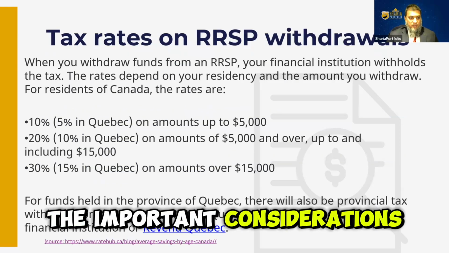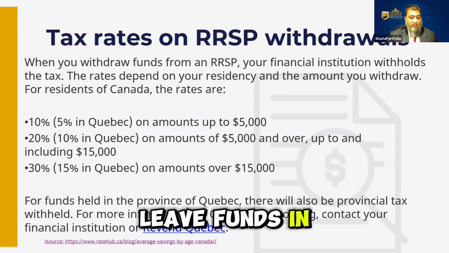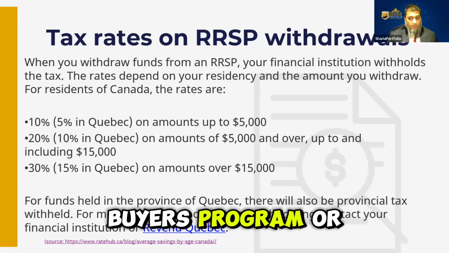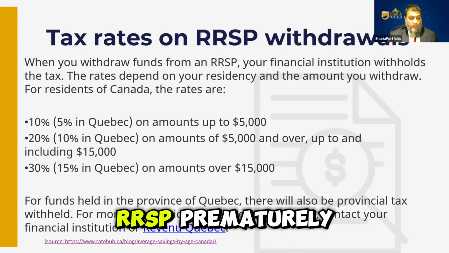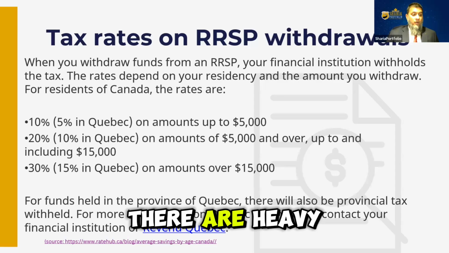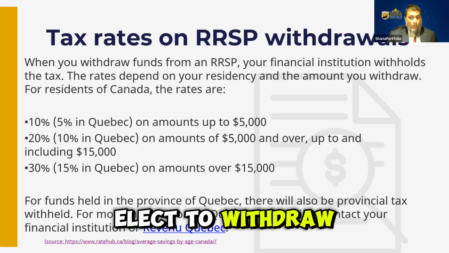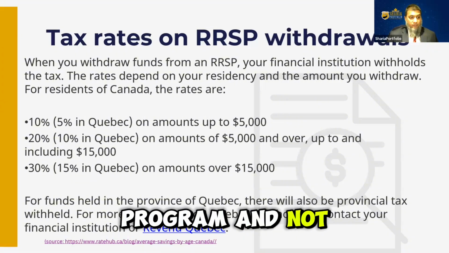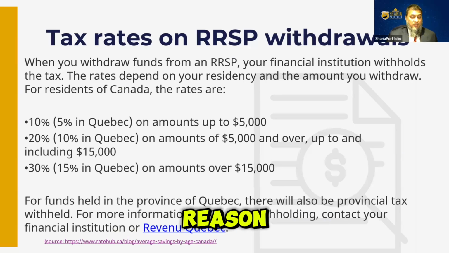Now, one of the important considerations is that because the government is giving us that tax receipt for contributing up front, the government does want us to leave funds in the account until retirement, or use it for the home buyers program or the lifelong learning plan. They do not want us to withdraw from the RRSP prematurely. There are heavy source deductions should an individual elect to withdraw from their RRSP prior to retirement, and not for the home buyers program and not for the lifelong learning plan. They're just taking money out because of an emergency or some other reason.